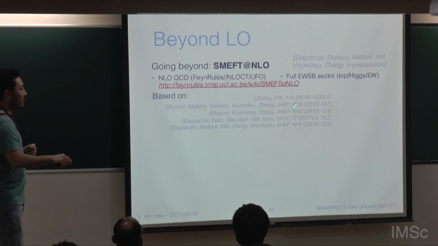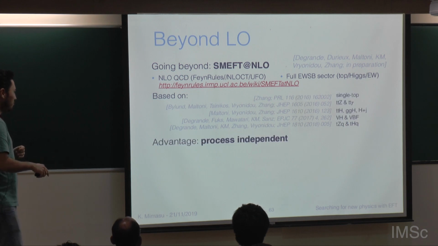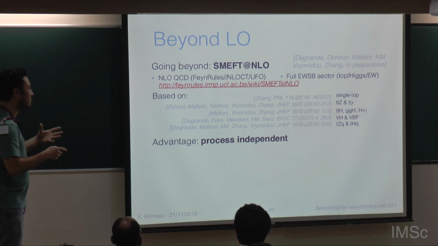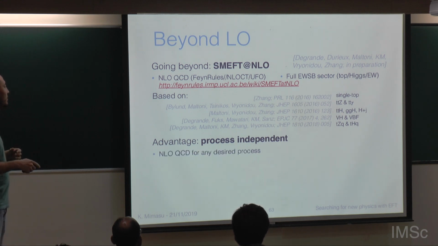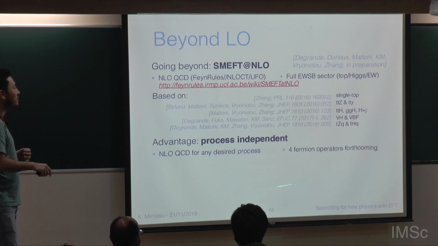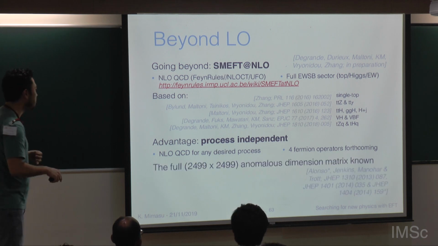And it's based on various previous works that looked at specific processes. And the advantage, of course, of this approach is that it's process independent. So once you have the model, you just generate whatever process that you like. That's true of any FeynRules model, UFO model. It gives you next-to-leading order accuracy in QCD for any desired process. And we're working on finishing off the 4 fermion operators there as well.